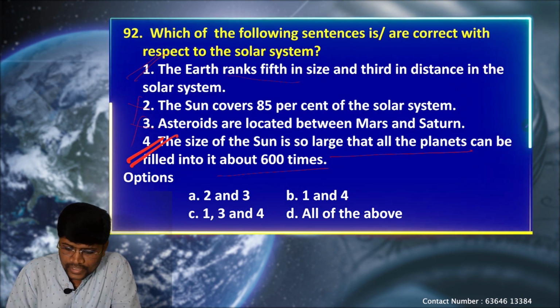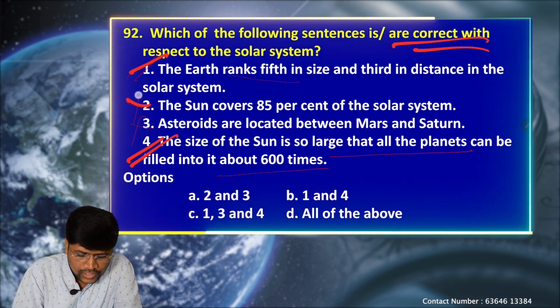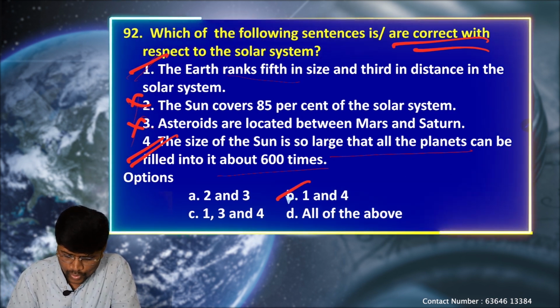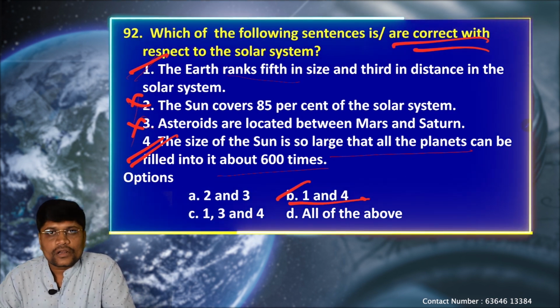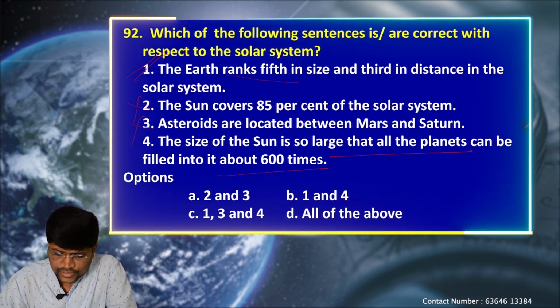So here the question is asking for correct statements. Only 1 and 4 are correct, 2 and 3 are wrong. That means only option B, 1 and 4, is correct. Clear? Let's go to the next question.